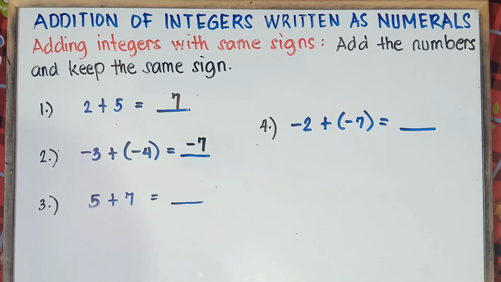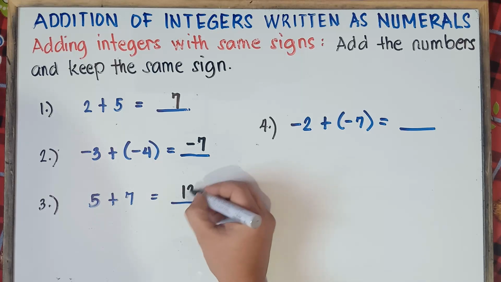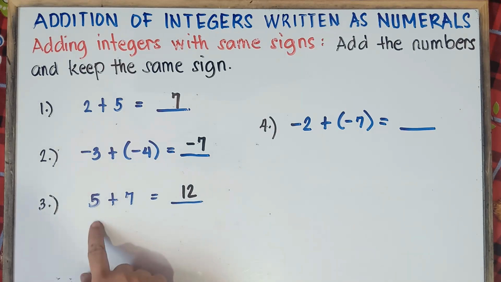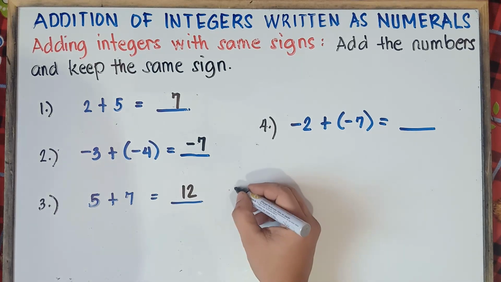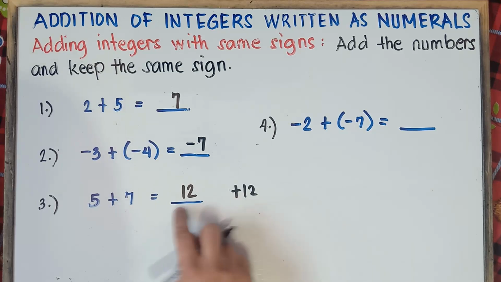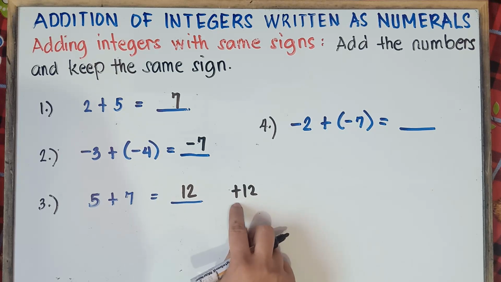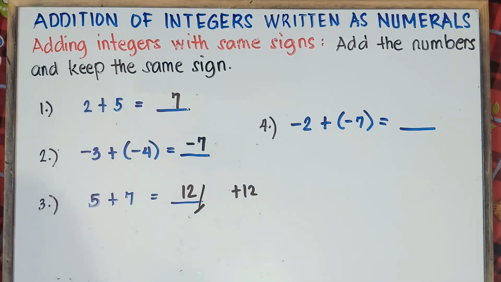Simple as that, class. Alright, so let's have example number 3. We have 5 plus 7. They have the same sign, this is positive 5 and this is positive 7. So we can simply add the numbers. 5 plus 7, that's 12. And then keep the same sign. These are positive numbers, therefore this will be positive 12. Once again, class, you can put positive 12 here, that's okay, that's actually the same. Do not be confused, class, this is actually the same. So no need to put a plus there, it means positive 12.